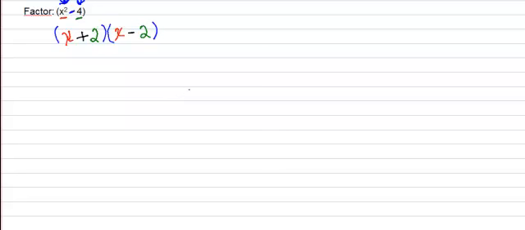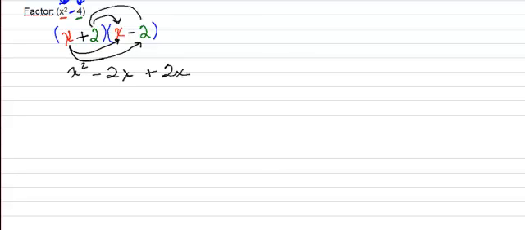Now, the next thing that we should always do is FOIL back to check, and that's particularly important right now. So we're going to take the x times x. We see we get x squared. Then we do x times negative 2 to get negative 2x. Then we take positive 2 times x and get positive 2x. And then we get positive 2 times negative 2, and we get negative 4.